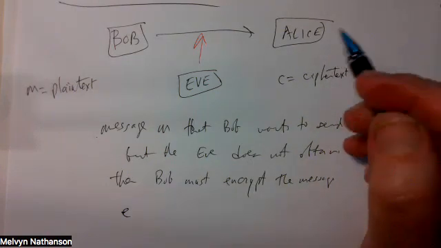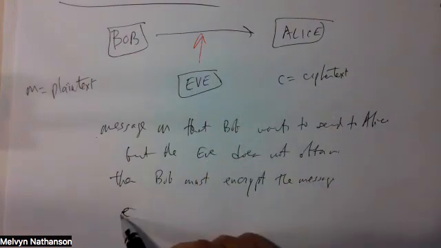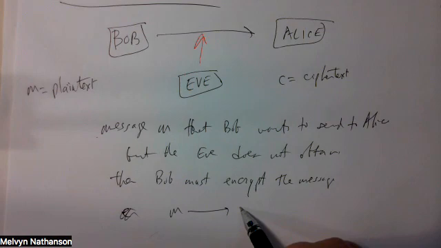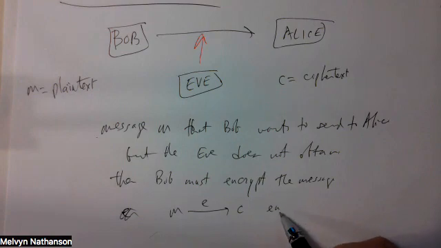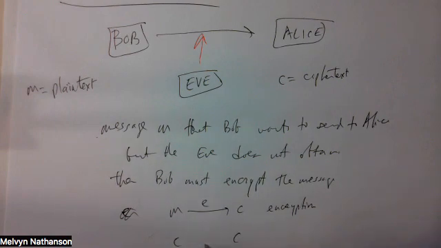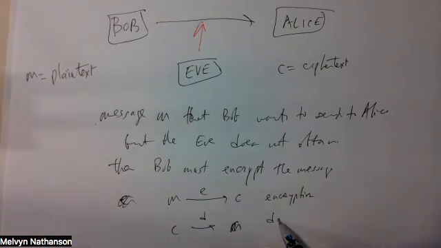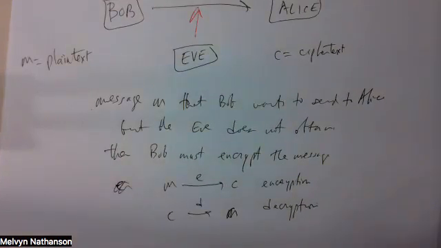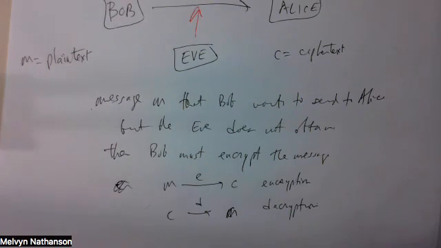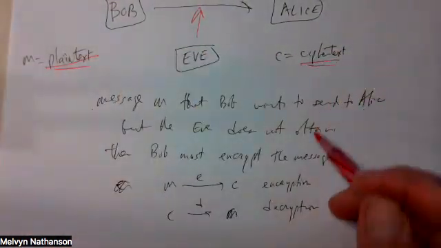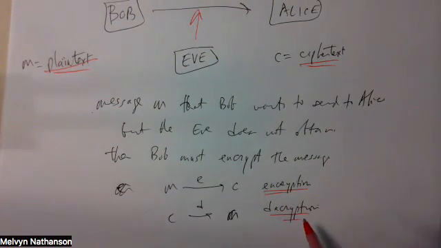And the process of going from M to C, the plain text to the ciphertext, E, is called encryption. And the process of taking the ciphertext and getting back the plain text M is called decryption. Right? So every subject has its words, and here are 4 of them: plain text, ciphertext, encryption, decryption.